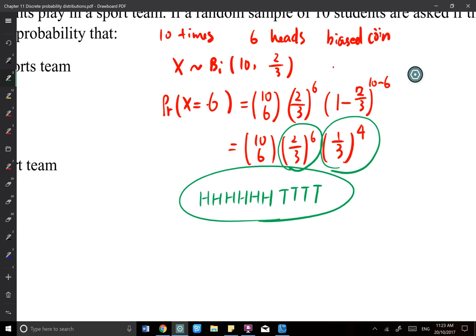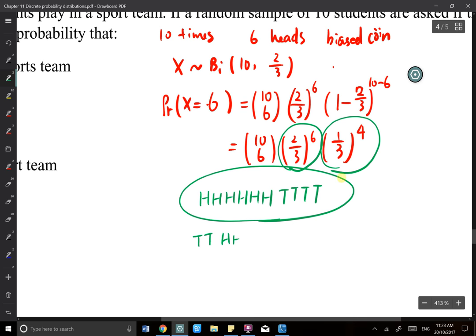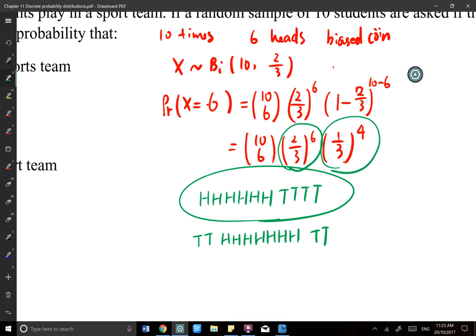Okay, but this is not the only case where you will get 6 heads and 4 tails. What you actually will think about is, oh, you can have a tail, then 6 heads in the middle, and then another 3 tails on each end. Okay, there's another outcome I should have. So how many outcomes are there? You can have 4 tails and 6 heads.